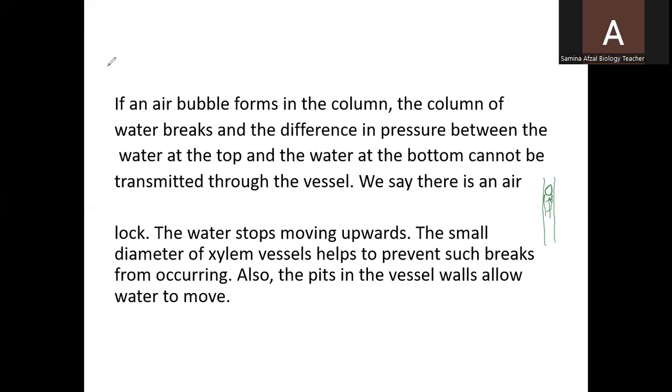The small diameter of xylem vessels helps to prevent such breaks from occurring. Also, the pits in the vessel wall allow water to move. What are pits? When lignification takes place, at some places in the xylem vessel, lignin is not formed. That is called pitted lignification. These pits help the extra water to move out, and in this way the xylem protects itself from bursting.